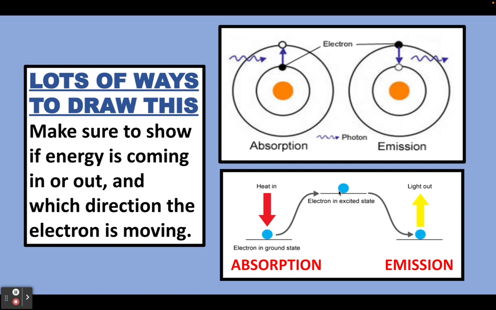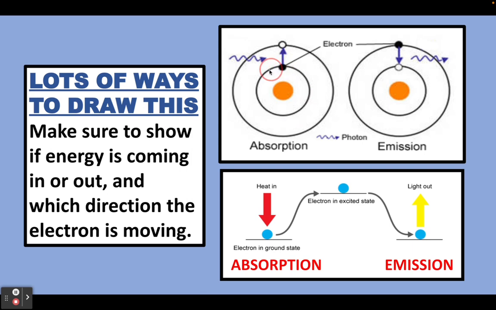And so there's different ways to draw this same picture. Basically you want to make sure that you're showing if energy is coming in or out and which direction the electron is moving, right? So here you've got the Bohr model, and you've got two orbits. In this picture, you have the electron moving from an inner orbit that is closer to the nucleus. So this is low energy, because remember, the closer you are to the nucleus, the lower your potential energy.